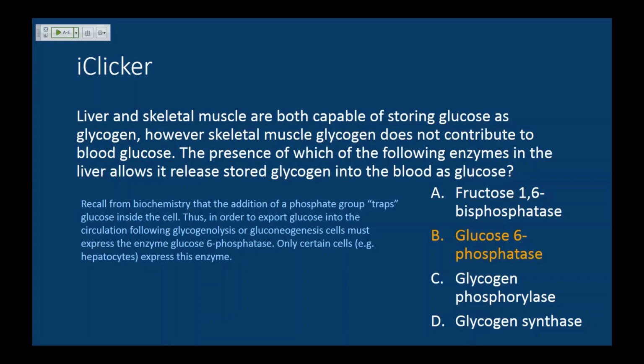If you remember from biochemistry, the phosphorylation of glucose traps it within the cell so it can't leave, okay? And in the processes of gluconeogenesis and glycogenolysis, what you're creating is phosphorylated glucose. So that phosphorylated glucose can be used by the same cell that produces it, or if you have the enzyme glucose 6-phosphatase, you can remove that phosphate so glucose can be exported from the cell into the circulation.